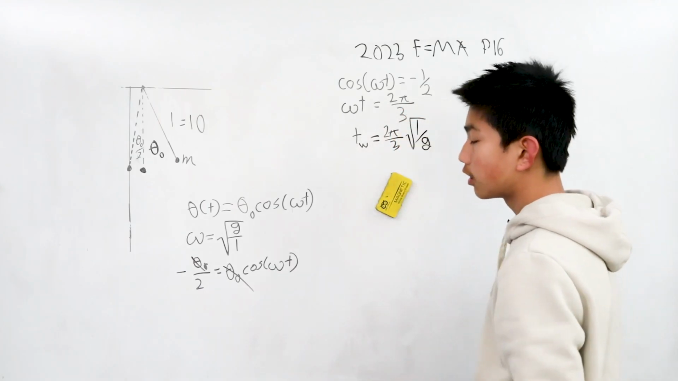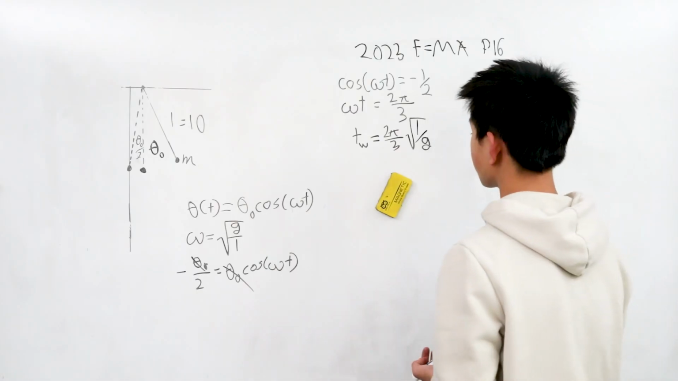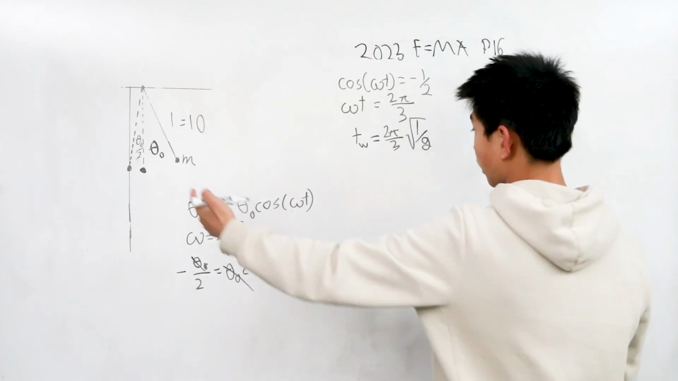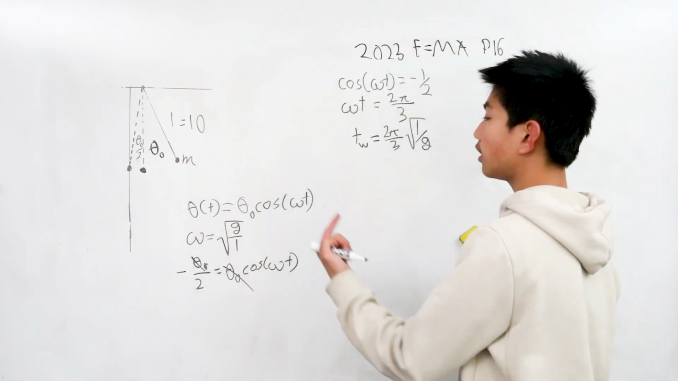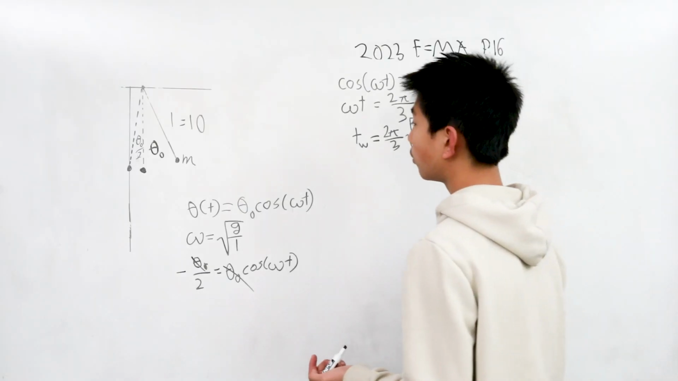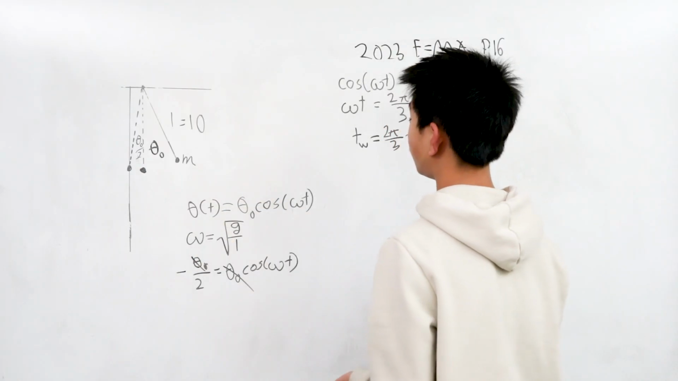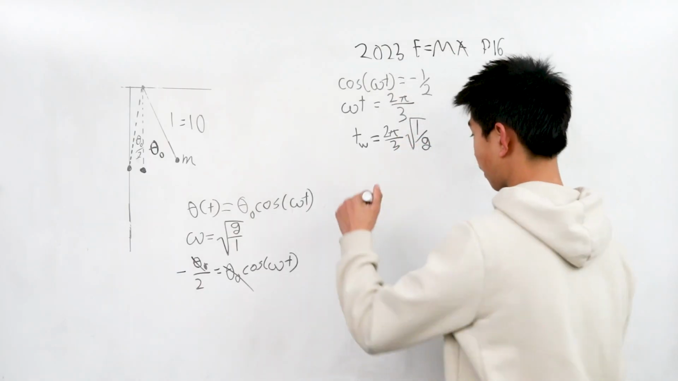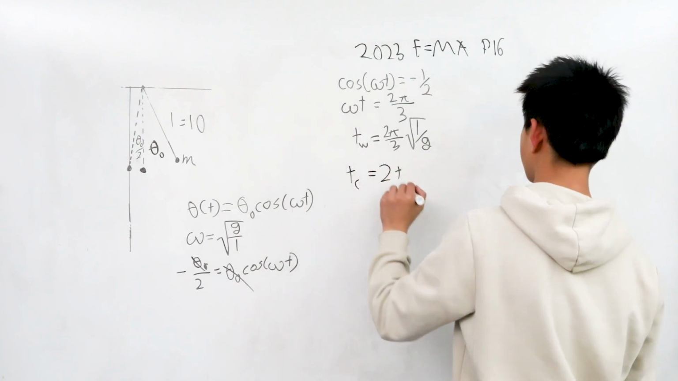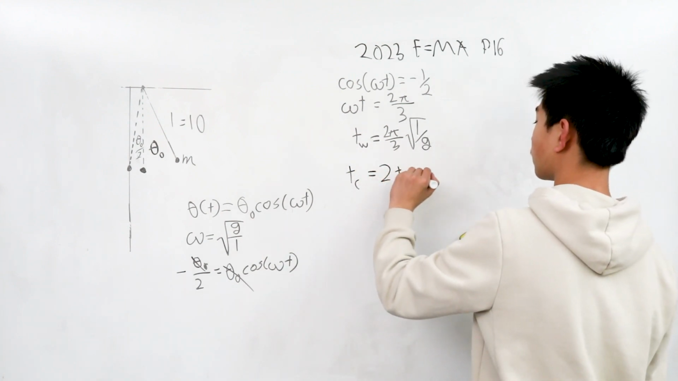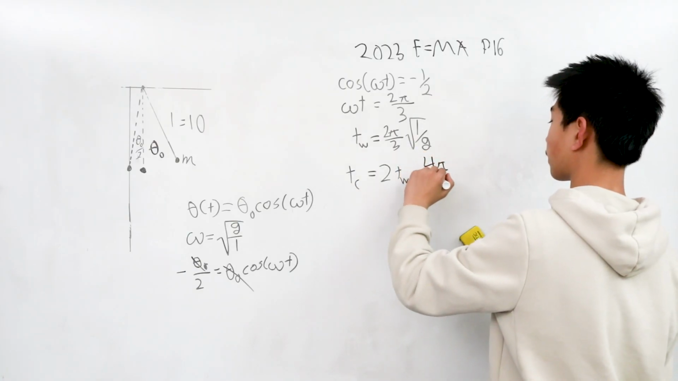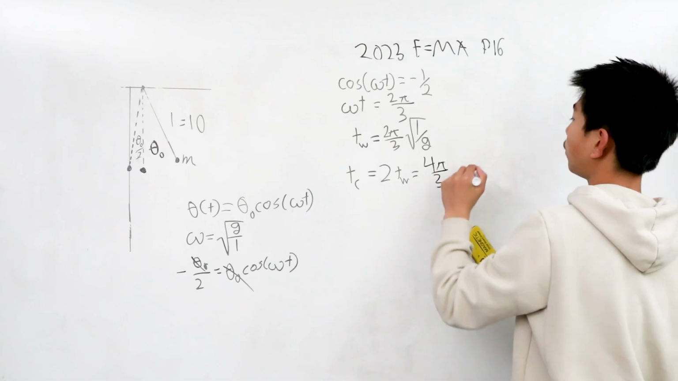But we want the time between the collisions. We know that the time where it's not colliding with the wall is 2 times the time for the angle where it is colliding with the wall. So the time is 2 times the time it takes for the wall part. And this is 4 pi over 3 times the square root of L over g.